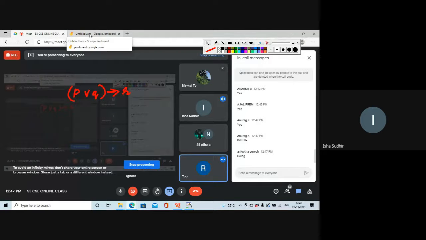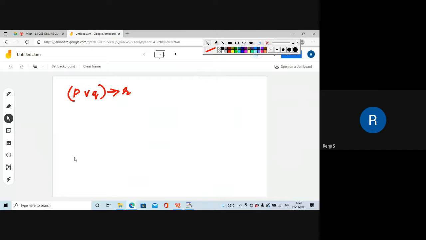Ma'am, P or Q or and not R. Very good. P or Q and not R. The answer to this is P or Q and not R. How many of you got this answer? How did you solve this? How will you solve this? P or Q implies R?